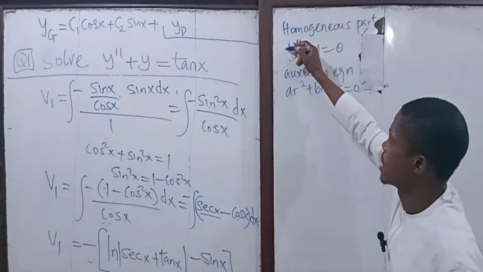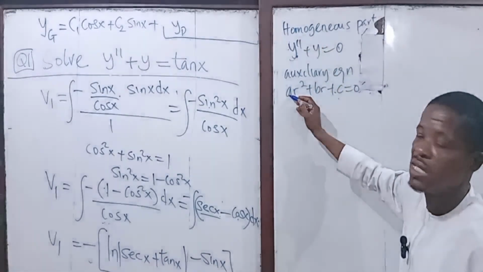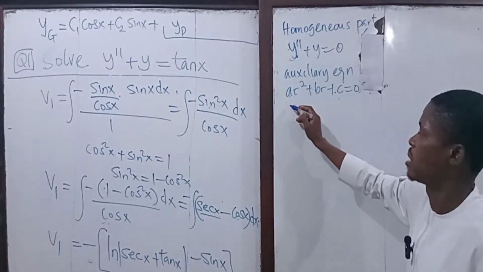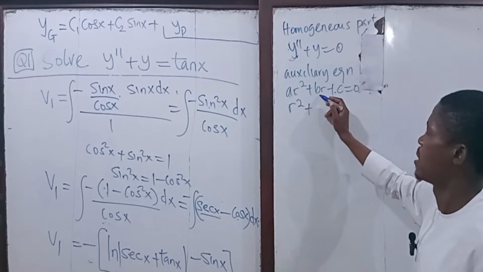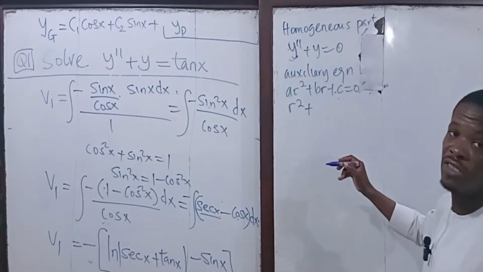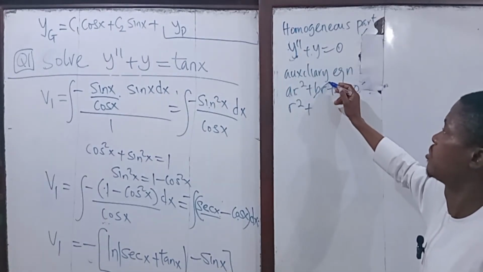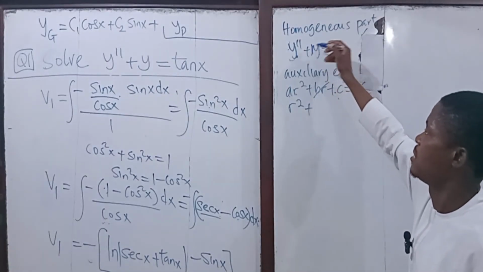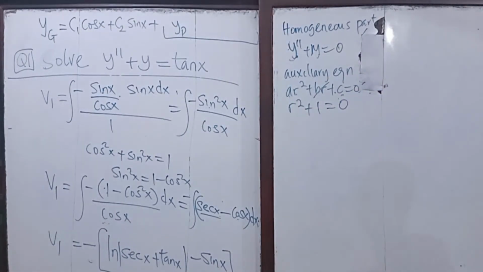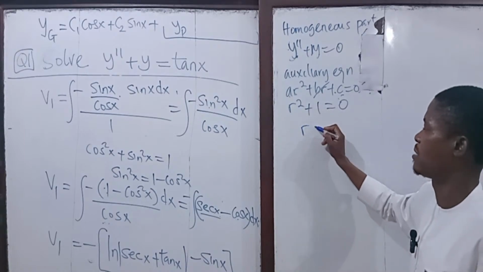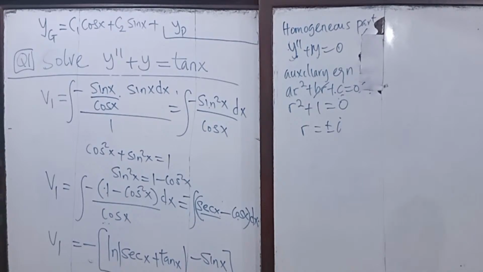The attachment to your second differential is 1, which is your a. So a times r squared, plus the attachment to the first differential. There is no first differential here, so that makes this one to be 0. The attachment to your y in this place is what we call the c. So plus 1 equal to 0. If you solve this, you're going to get plus or minus i.